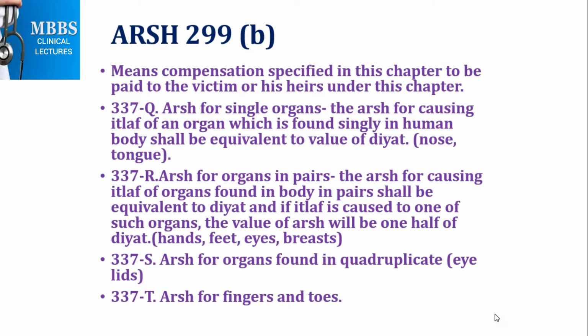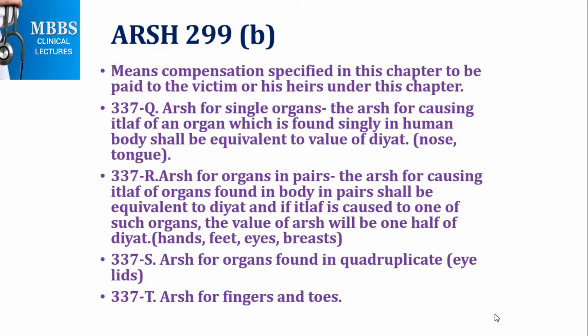And if any joint of the fingers or the toes is lost, then it amounts to 1/30th of the total diyat, because every finger has 3 joints, so it comes to 1/30th. Then for the teeth, the loss of 20 teeth amounts to the full diyat.